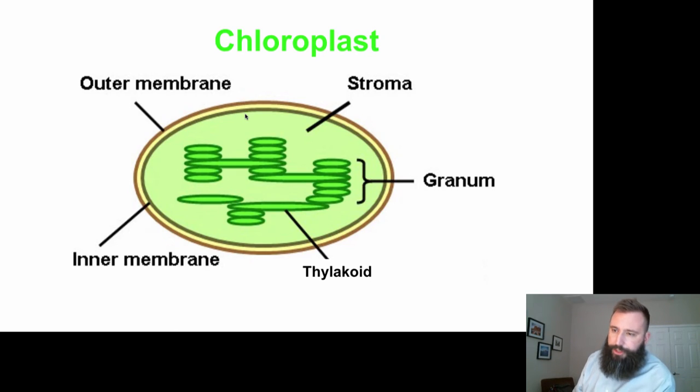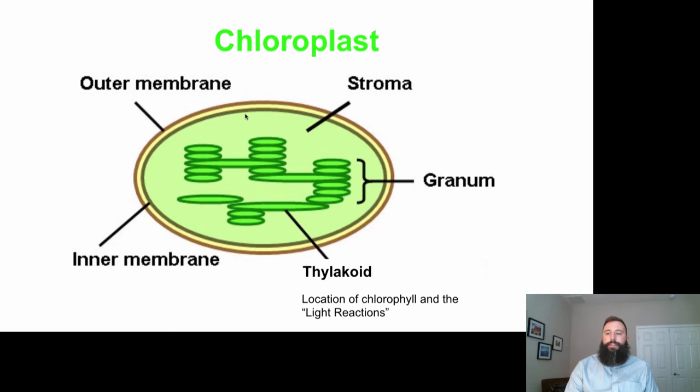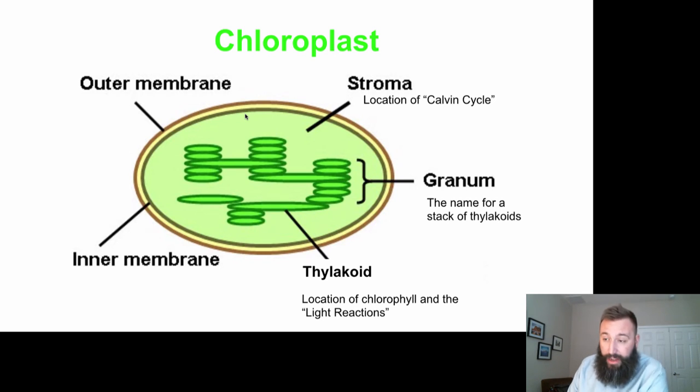Here's a simpler version of the chloroplast. Take a look, right? There's those thylakoids. Again, there are stacks of them that we call granum or grana, depending on how many there are. And in this area here, all of the other area that's not these thylakoids and grana is the stroma. And this is the location of the second part of photosynthesis, or the Calvin cycle.